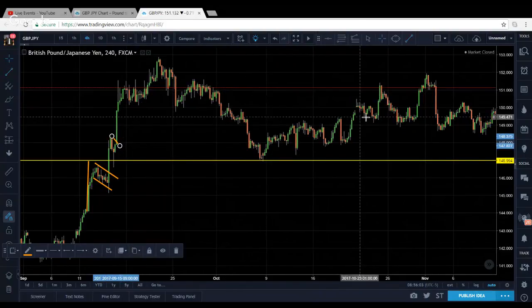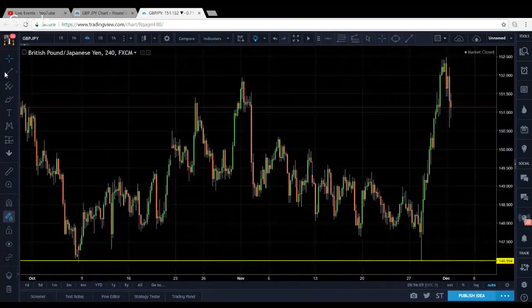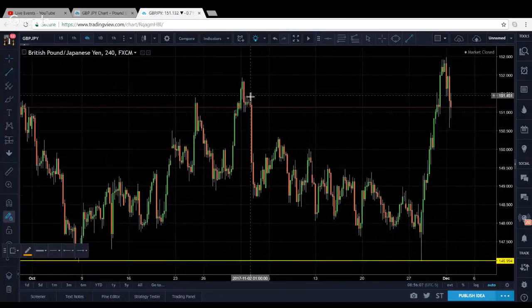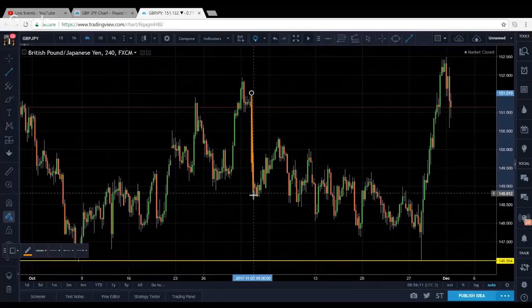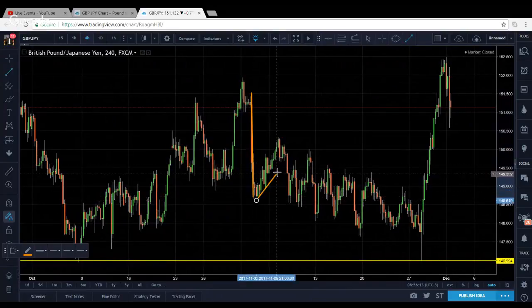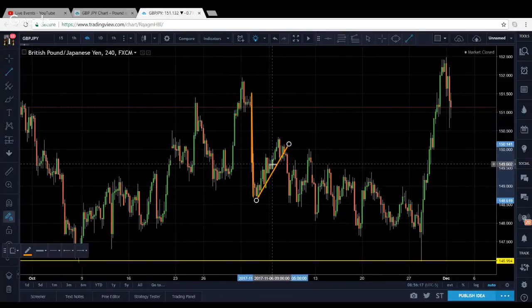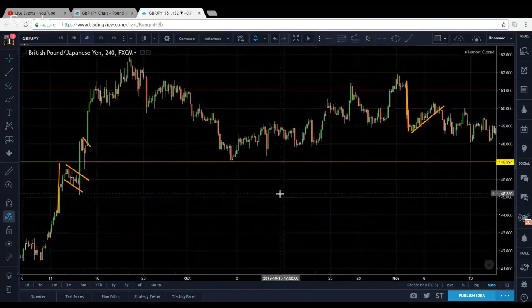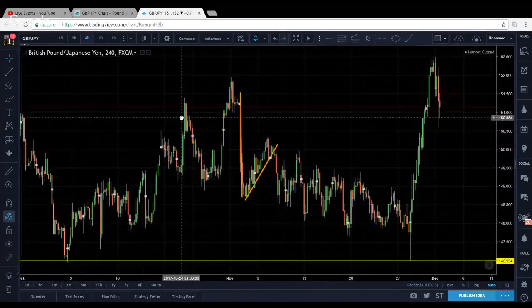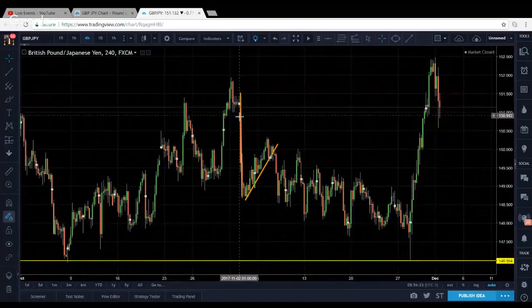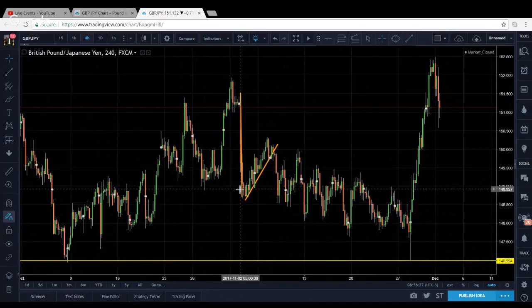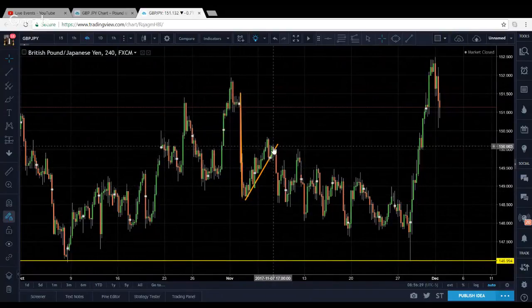I'm going to show you another example. As you can see here, this is another flag. This is actually a bearish flag. So it came down, and then you got your pullback. If you notice, this is a little longer than this bullish one. Why? Because the pole, the impulsive move to the downside, was pretty big. So the flag was pretty big.